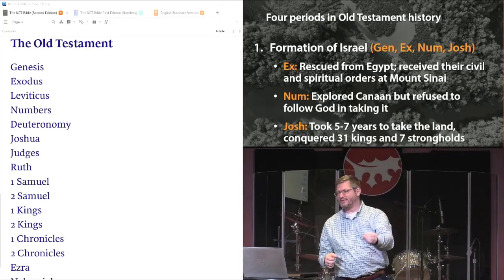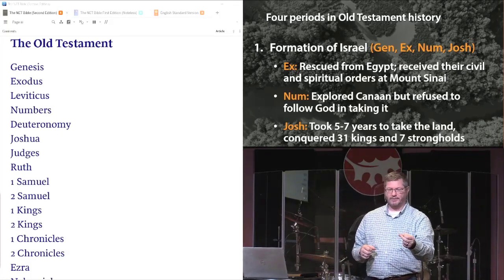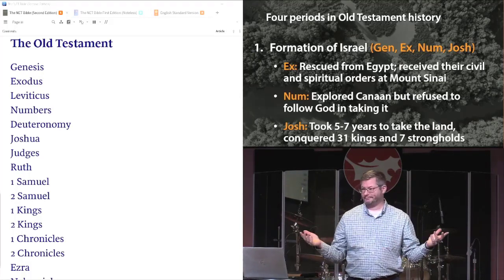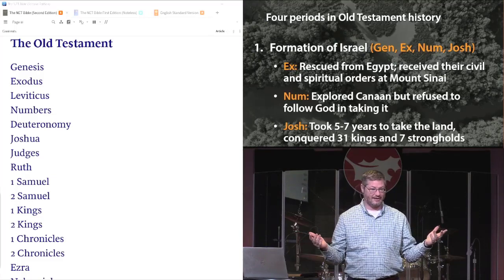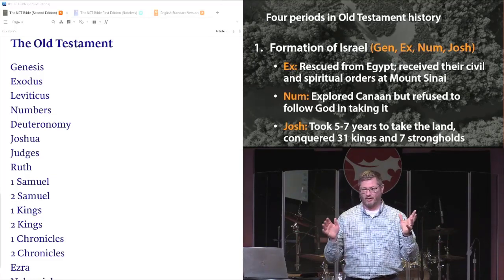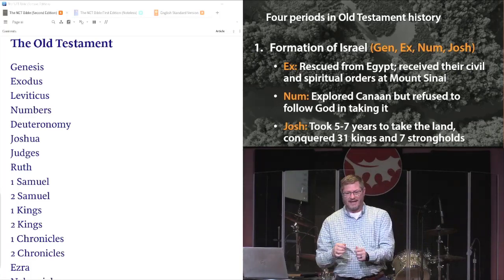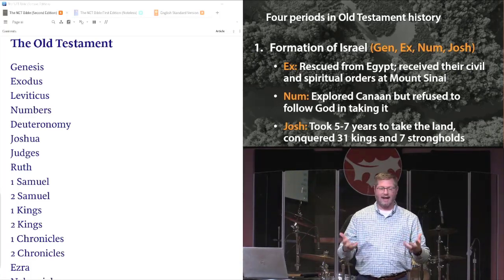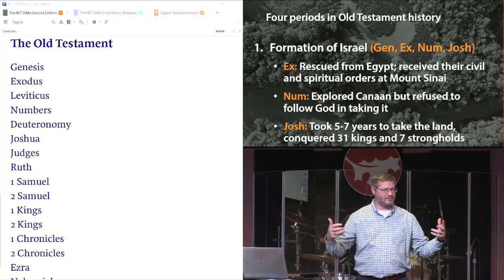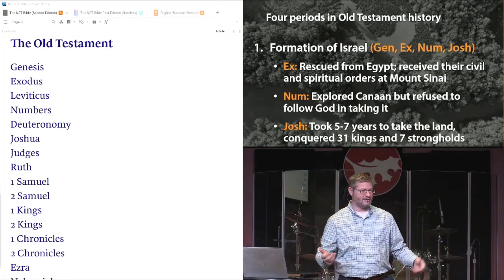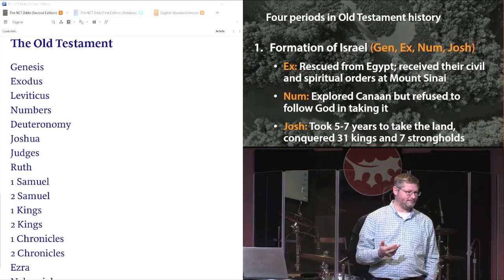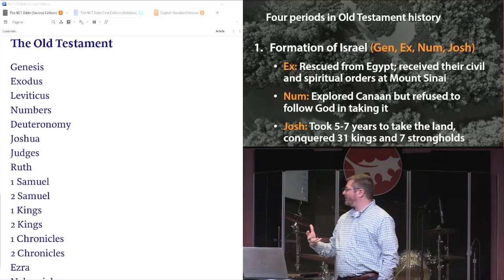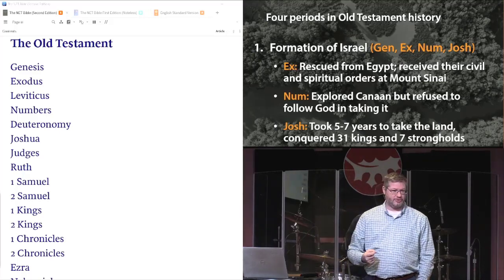God promised it to Abraham, and that's why it's called the Promised Land. I mean, we're really creative, I know. We're really good at this, right? He promised it to Abraham and his descendants, and so when they left Egypt to go back to their ancestral land, it was the land promised to them, the land of promise, or the Promised Land. The book of Numbers says that they explored Canaan a little bit, but they refused to go into it.